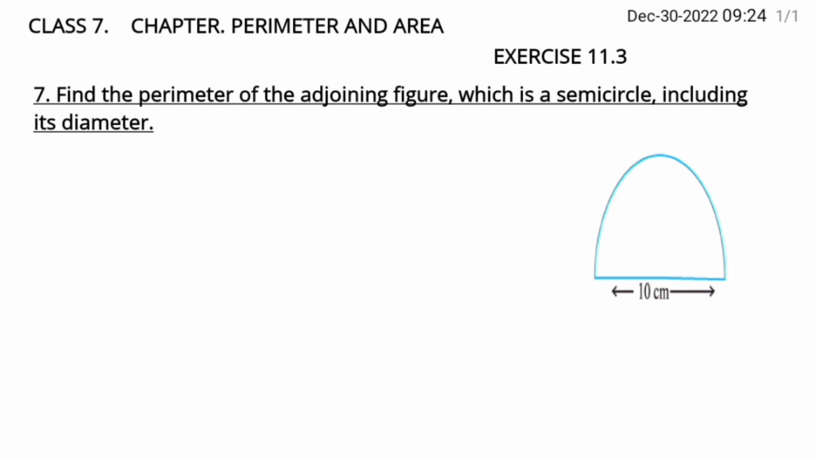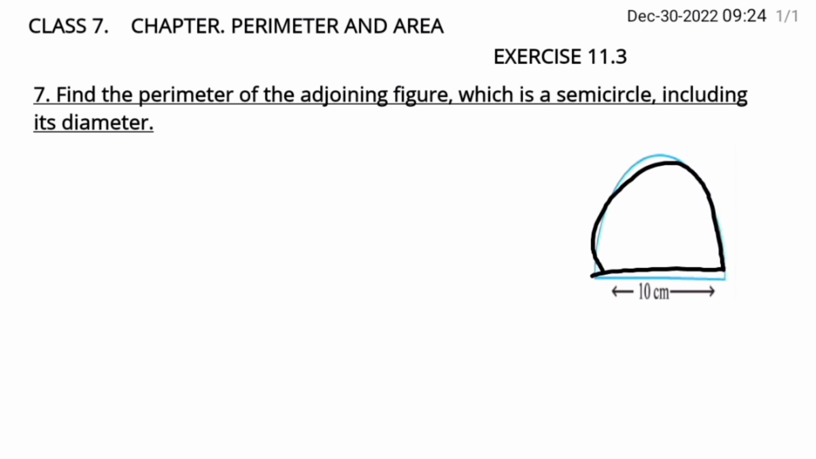Today we are going to solve question number 7 of exercise 11.3. So let's read our question. Our question says: find the perimeter of the adjoining figure, which is a semicircle including its diameter. It means you need to calculate the perimeter of this area plus the diameter.